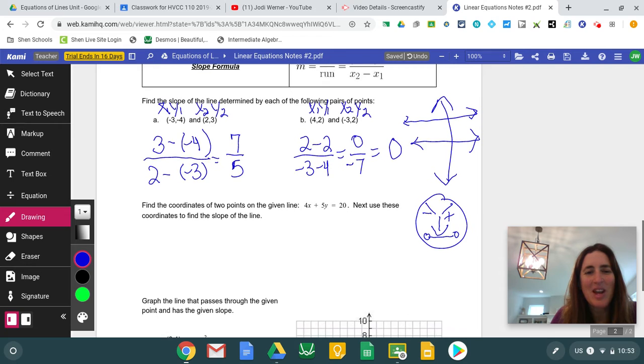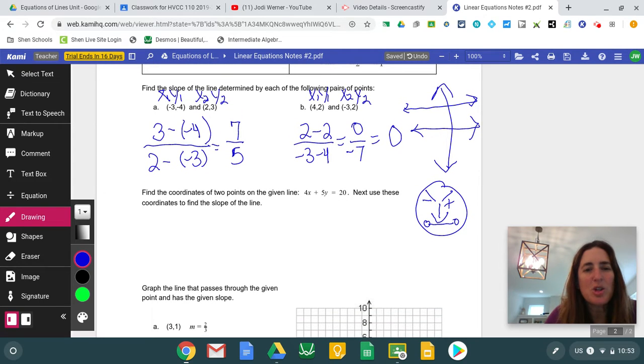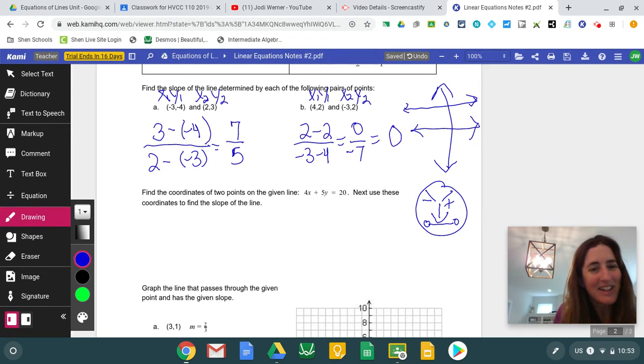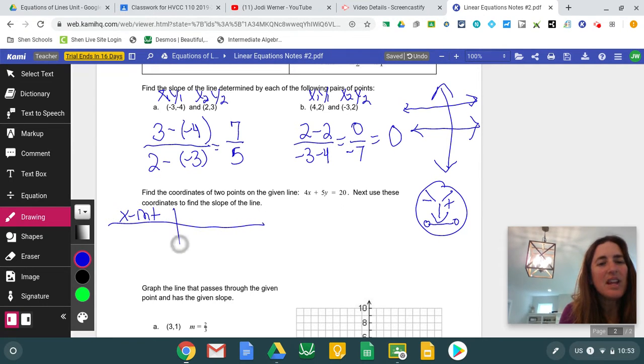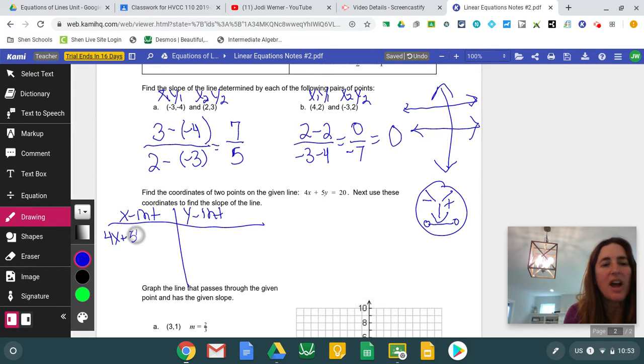That's fun. Okay, it says find the coordinates of 2 points on the given line, 4x plus 5y equals 20, and use those coordinates to find the slope. I can do this because I did lesson 1. So I'm going to find my x-intercept, and I'm going to find my y-intercept. Remember when I put the x-intercept as the y equal to 0? So this is 4x plus 5 times 0 equals 20. 4x equals 20, or x is 5. So this point is 5, 0.